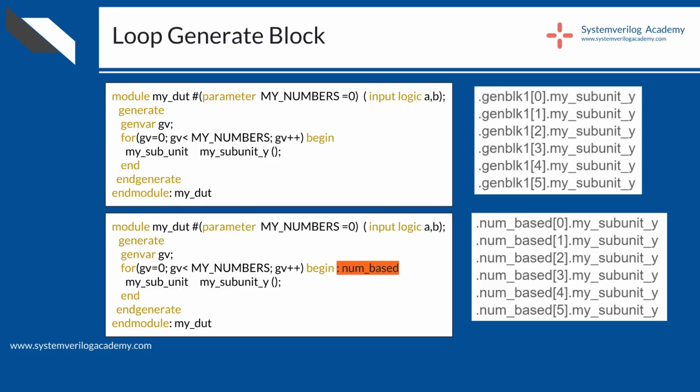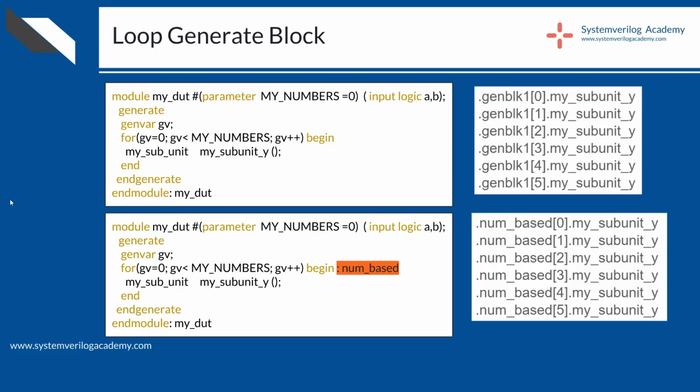If you see the name genBlock1 in the hierarchy, genBlock is the default name specified in the LRM, and the 1 comes from the first generate block in the module. You can change it by naming the begin-end block of the for loop inside generate. In the second example, the begin-end block is named as num_based, and there the design hierarchy will be num_based[0].MySubModule y, num_based[1].MySubModule y, and so on.